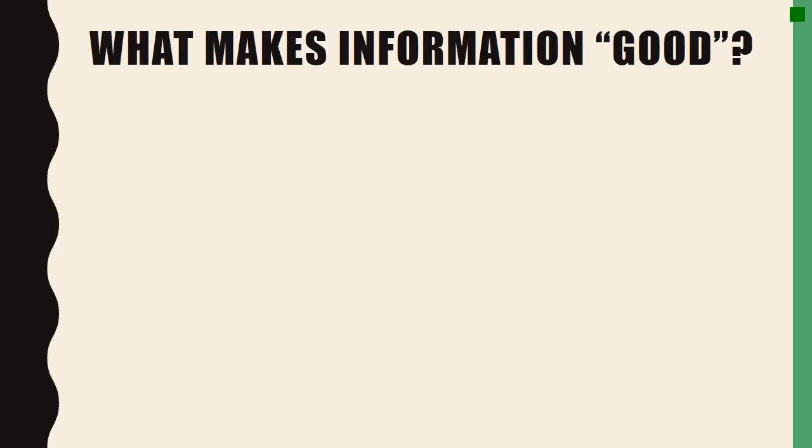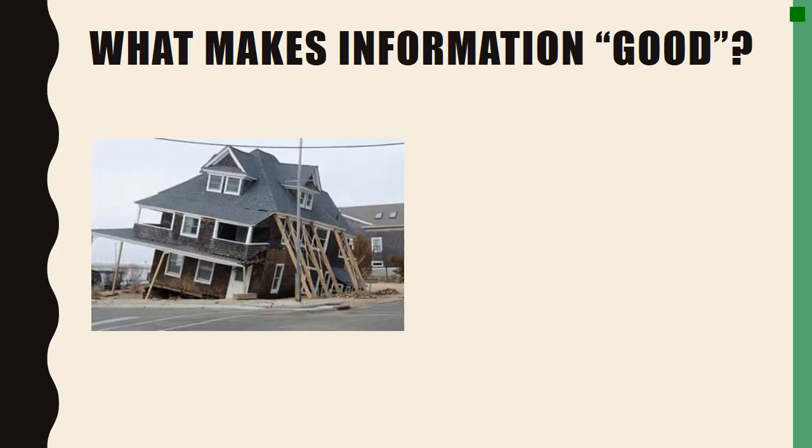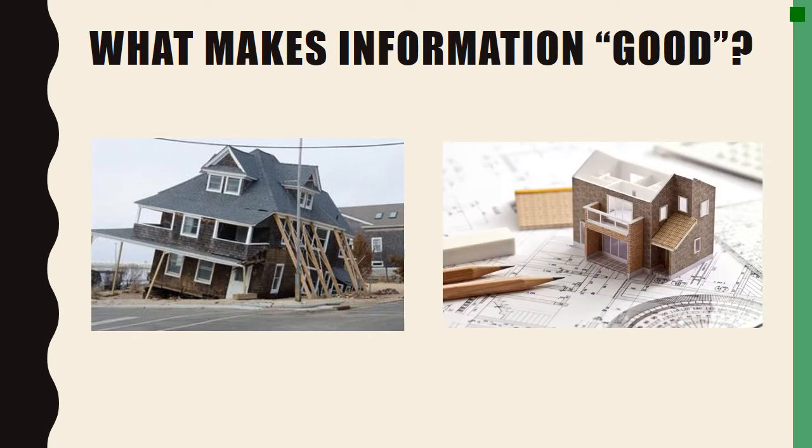If good information were the foundation of a house, what would it look like? It probably doesn't look like this house on the left. Instead, it would be like the architect's model of the house on the right, based on carefully drawn plans and measurements. Good information has certain characteristics, like being credible, accurate, and free of grammar and methodological errors.